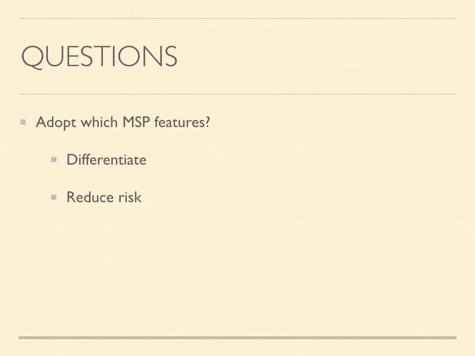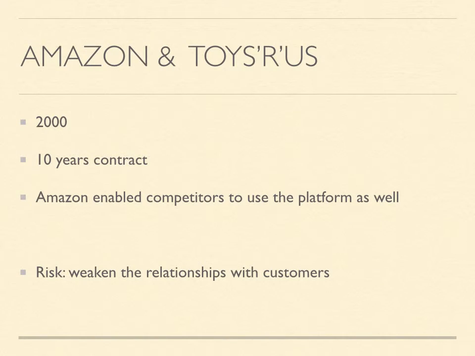Picking the right multi-sided platform is very critical for the success of the company. Let's look at a case when a company failed to do that. In the year 2000, Toys R Us signed a 10 years contract with Amazon and started to sell their products with the help of this platform. However, in 4 years, there was no positive feedback for Toys R Us, and therefore Toys R Us went to court, stating that Amazon violated the contract.